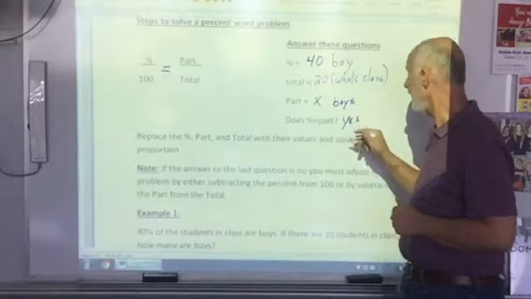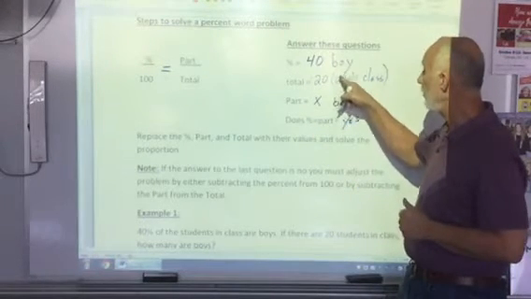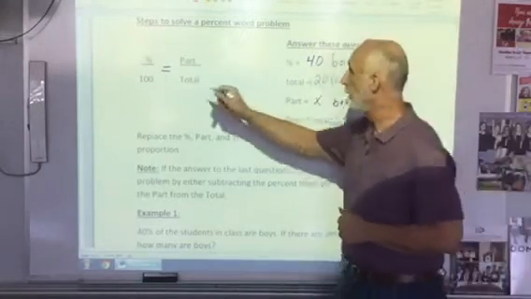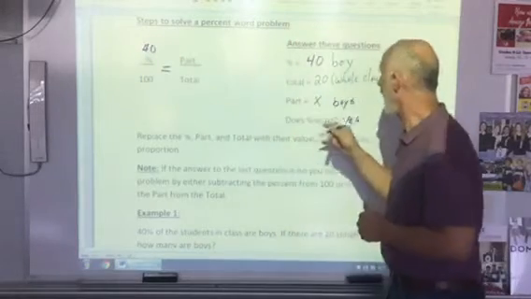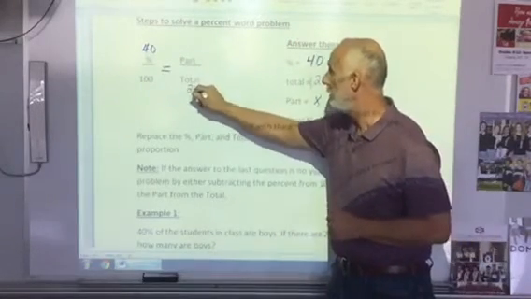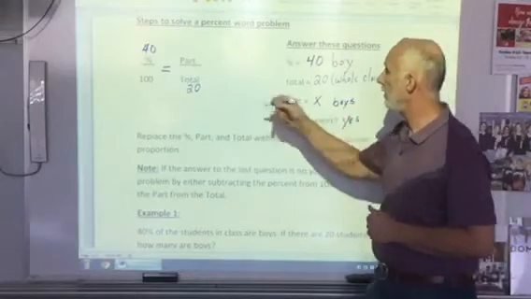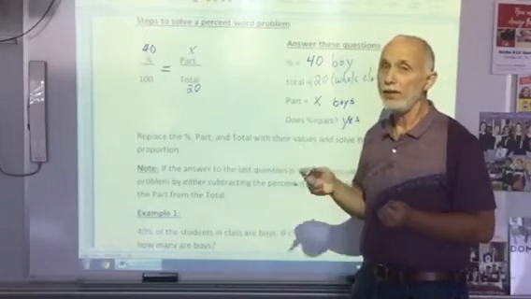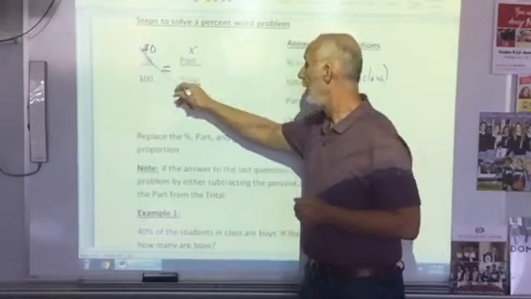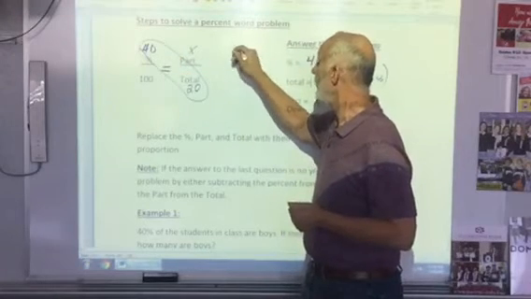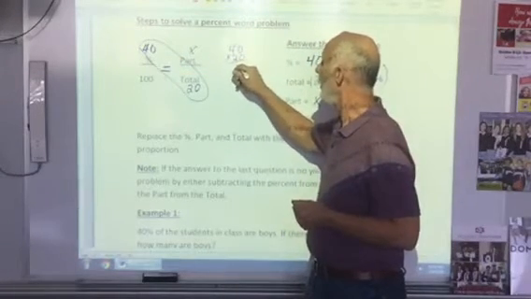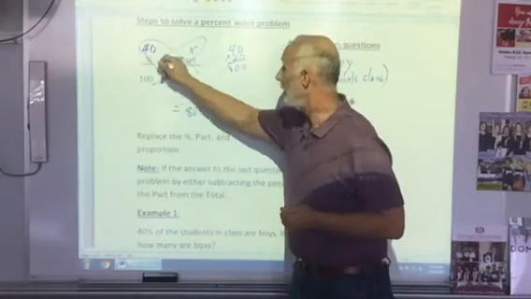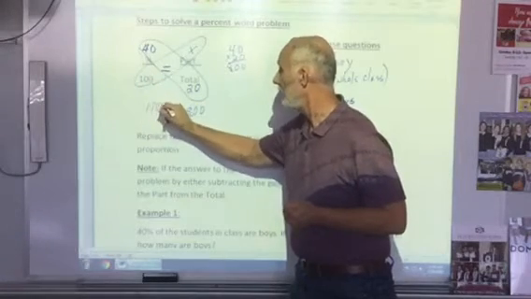And again, if the answer to this question is yes, you just plug these numbers into this proportion to solve it. So my percent, 40, goes here. My total, 20, goes down here. And my part, X, goes up here. And now I just solve the proportion like I've been doing for the last month. Cross multiply: 20 times 40 is 800, equals 100 times X, which is 100X.